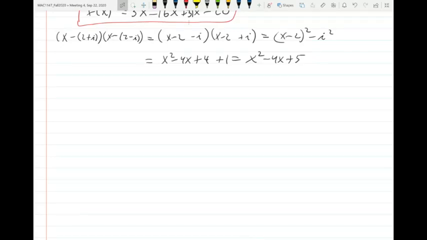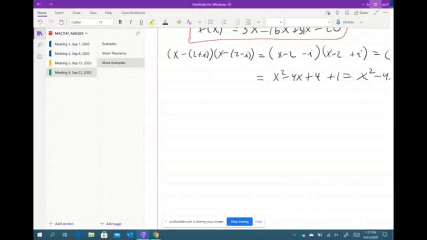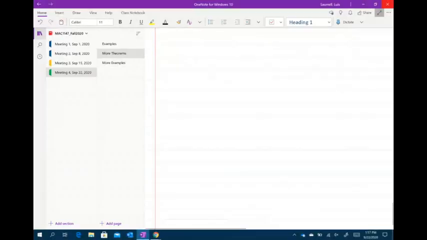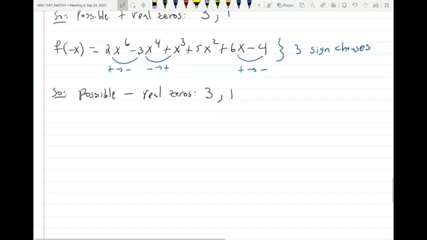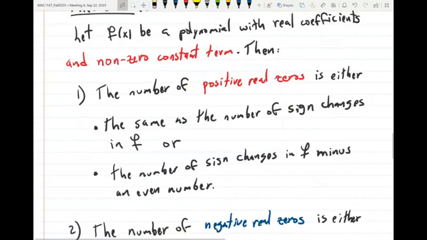And almost, Sarah, the amount of changes determines the amount of positive zeros or that amount minus an even number. Let's do another example. You're gonna see, and this is about real zeros. Okay, Descartes' rule of signs is about real zeros. It never mentions anything about complex zeros. Okay, so if you look at the statement, it never says anything about complex zeros.